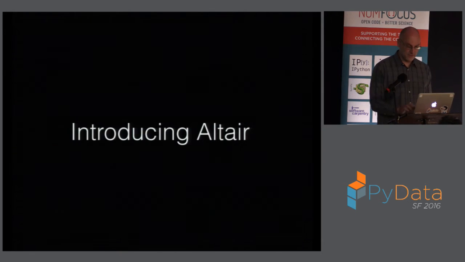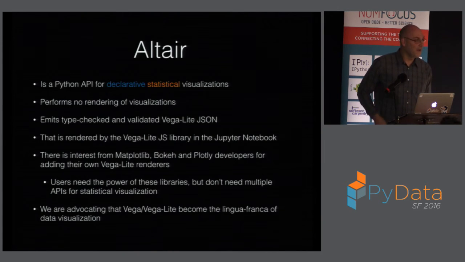I think that's good. So I want to talk and introduce you to Altair. Altair is a Python API for declarative statistical visualizations. It performs no actual rendering of visualizations. You may say, well, that's really weird to have a visualization library that doesn't actually visualize anything. It's just the rendering part, though, that it doesn't perform.